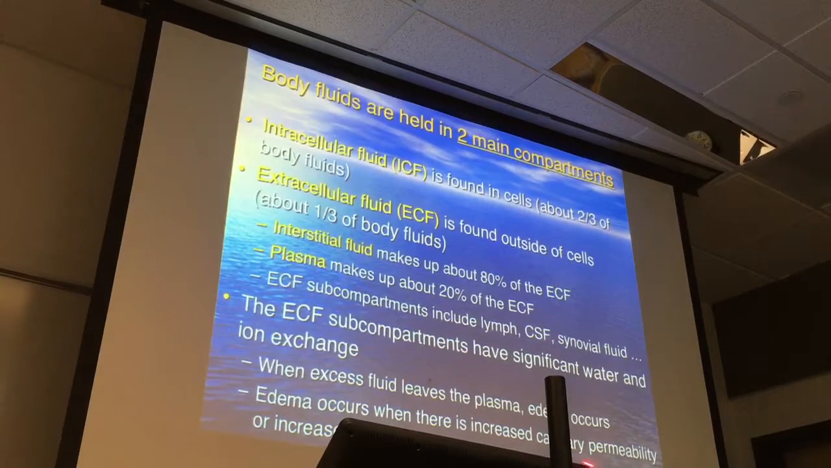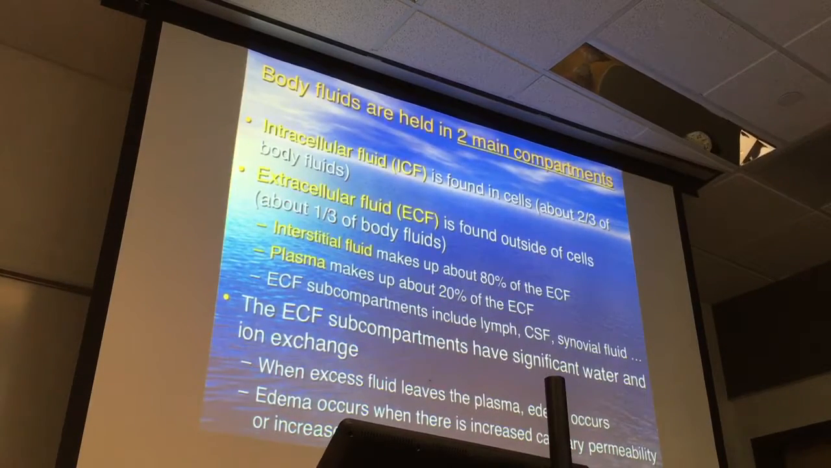Whenever you have increased capillary permeability, for whatever reason, you're going to have edema. So increased capillary permeability or increased hydrostatic pressure. Blood pressure goes up. You're standing up and you have a higher blood pressure in my feet than I do back up here in my body. I'm going to have edema where? Down there where you have increased hydrostatic pressure.